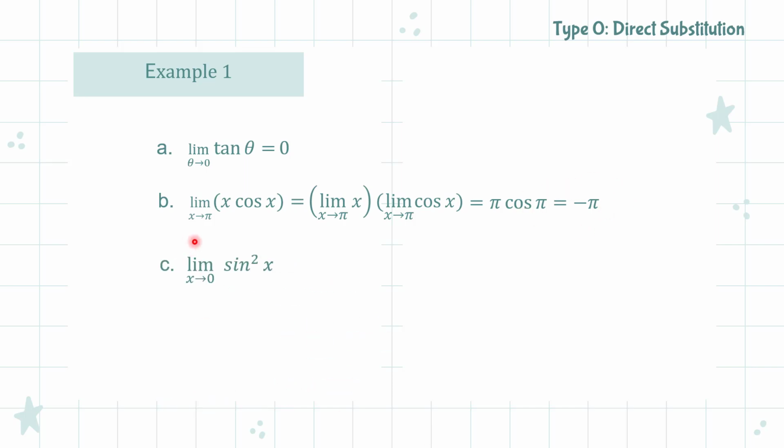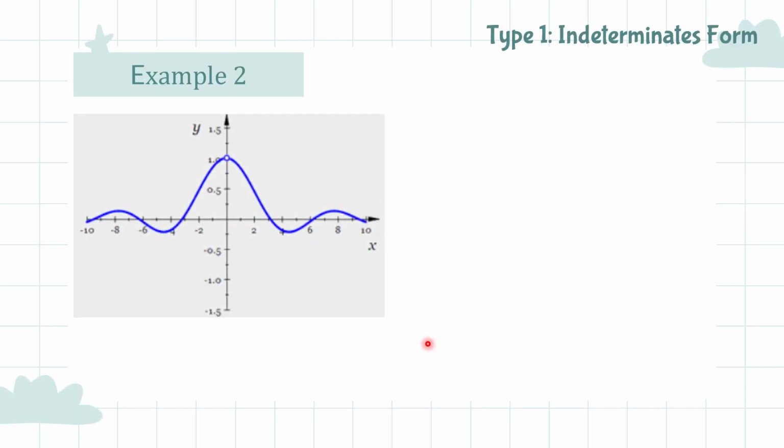Next, for the limit as x approaches 0 of sine squared x, it will be the limit as x approaches 0 of sine x, and later you can square it, then the value is still 0. Example 2.